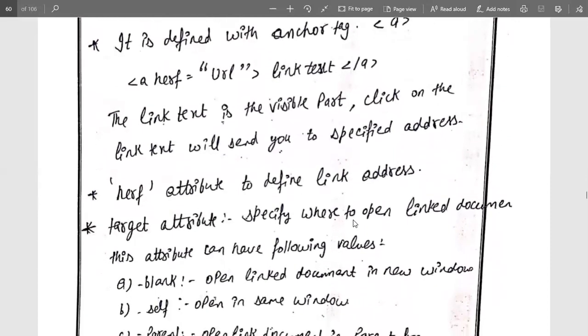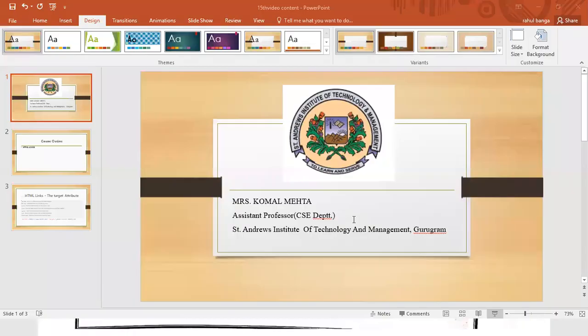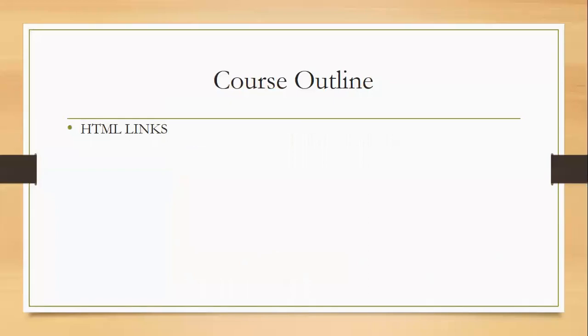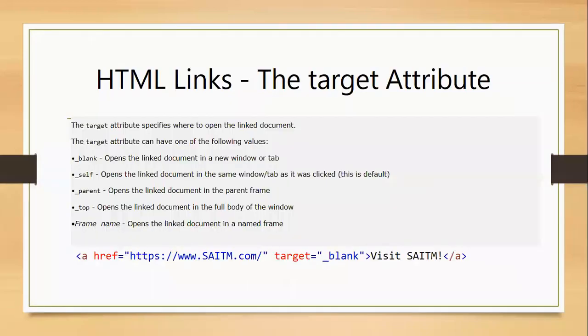And about the target attribute, let's discuss it briefly. What is a target attribute? It specifies where to open the linked document. That means where we want to open that particular document that is linked to the particular text or image that creates a hyperlink. For example, in the previous one, we used link text as text content. When we click on the link text, what web page will open and in what location it will be opened depends on the target attribute, and it has some values. We can use any of them.